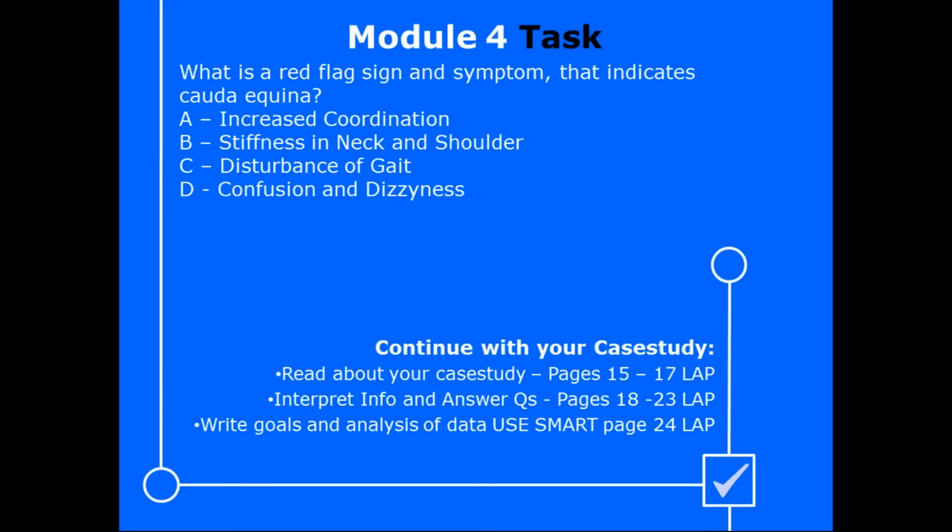Then I want you to interpret information and answer the questions that are on pages 18 to 23 of your LAP. These are basically part of that case study, so it's about how you interpret that information. There may be some boxes that you're not able to totally complete yet, and that's because we've still got 2 more modules to complete. If there's anything that's totally strange to you, don't panic, leave those and head on over. But I'd like you to get all the way up to page 24 that includes your SMART goals.